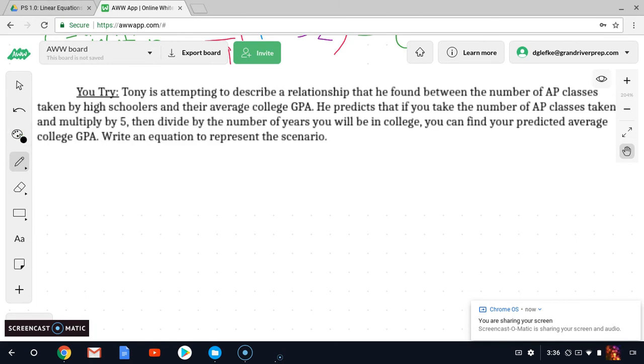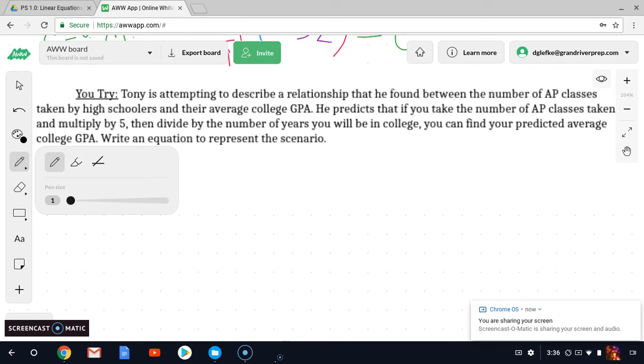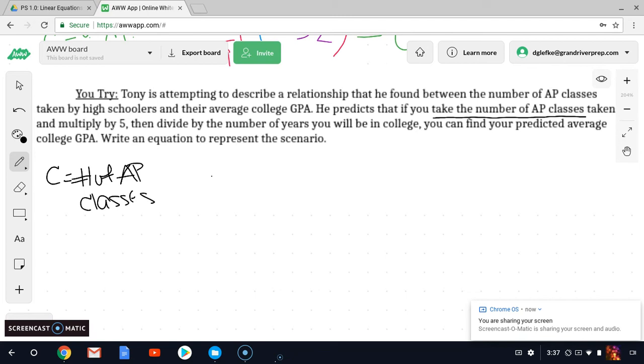All right, so I'm just going to label some things on the side. So it says he predicts that if you take the number of AP classes taken and multiply by 5 and then divide by the number of years you'll be in college, you can predict your average college GPA. Okay. So I'm going to use C for number of AP classes. Okay, so we want to take the number of AP classes. Okay, that's C. So we're going to start there, and we're going to multiply that by 5.